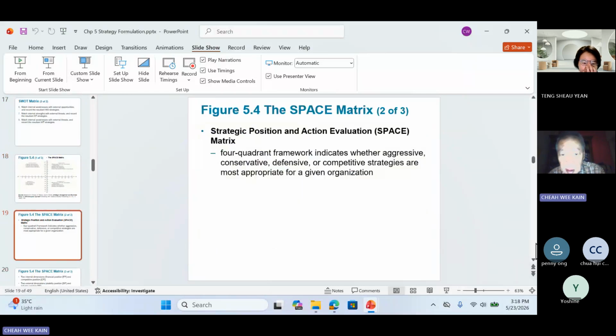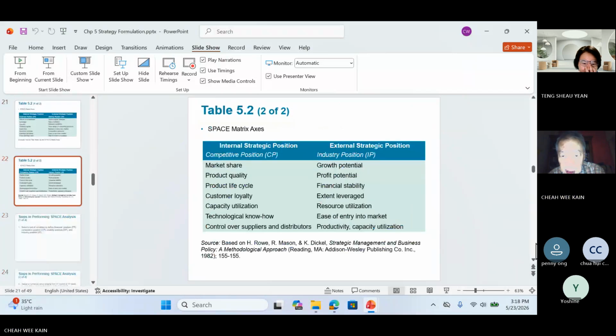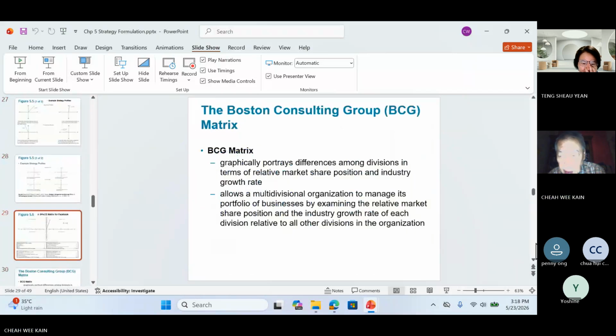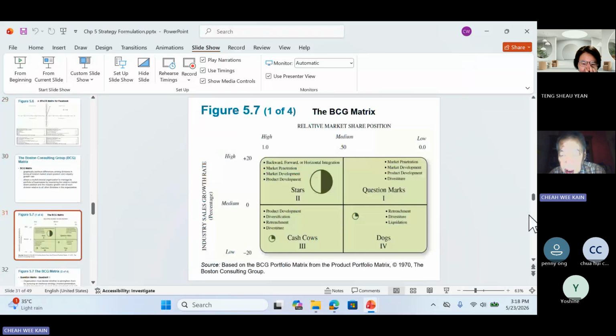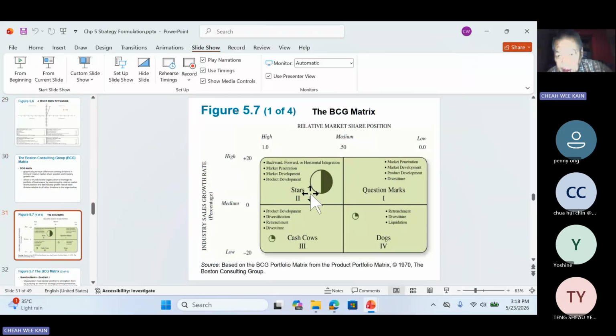So okay, the scale matrix is nearly the same thing. You don't have to worry about all the rest. Now we have one last one that is called the Boston matrix. You can have dogs, stars, question marks, and cash cows. The problem with this kind of strategy is they ask you, hey, which one do you want to do? You want to do a star strategy? So these are the examples: market penetration, market development, or of course you don't want to do dogs. Number 1 is the best, the second one is the cash cow. You want to do diversification, or the last one.